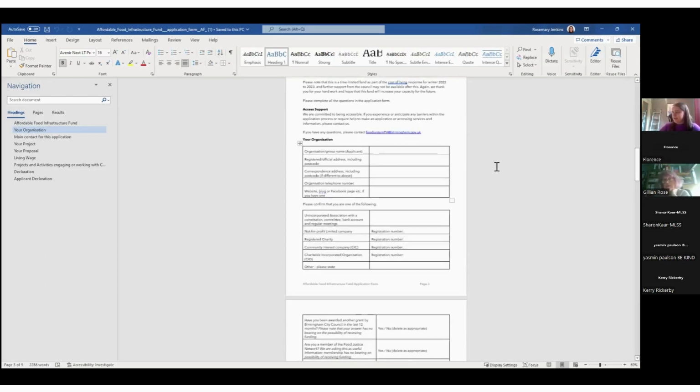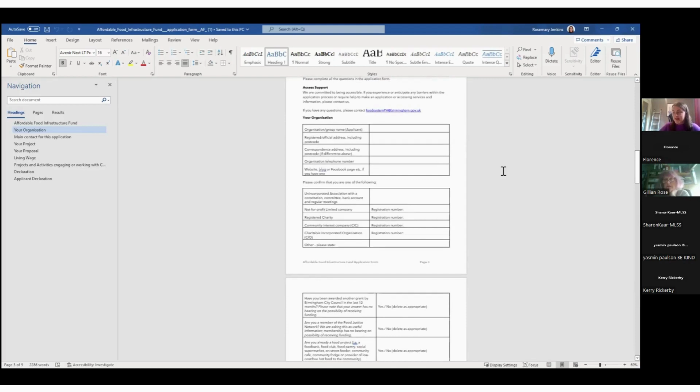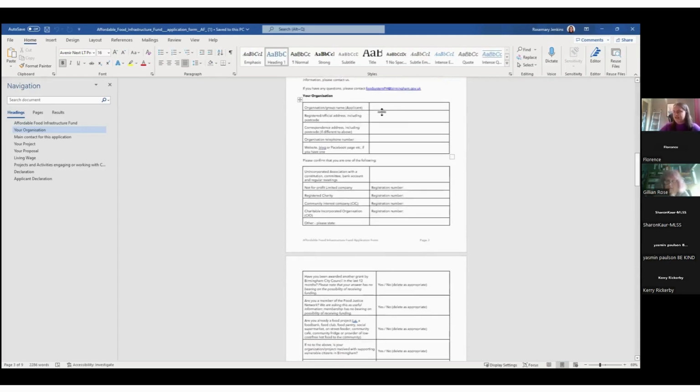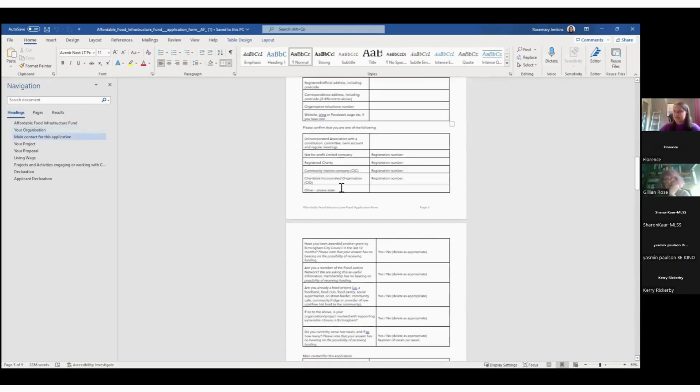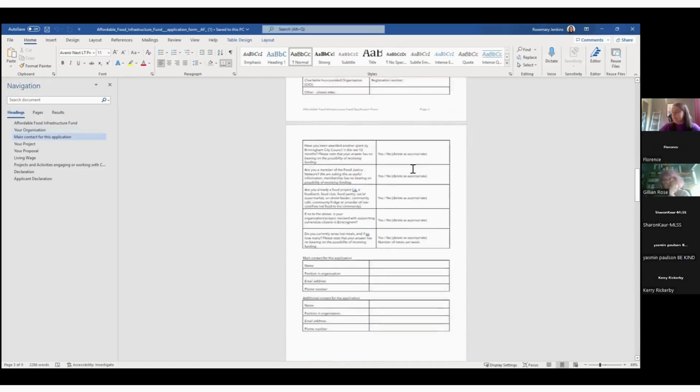So then, just going through the questions, these are, as I said, really quite similar and quite straightforward. If you have any questions about the questions, just send me an email. So again, your organisation: that's where you put the details about your organisation, so that would be Food Bank X. You need to list what type of organisation you are and give the registration number, please. And then a few questions here.